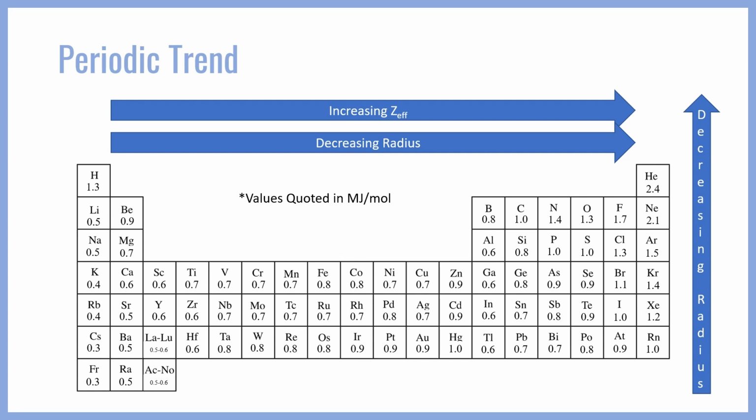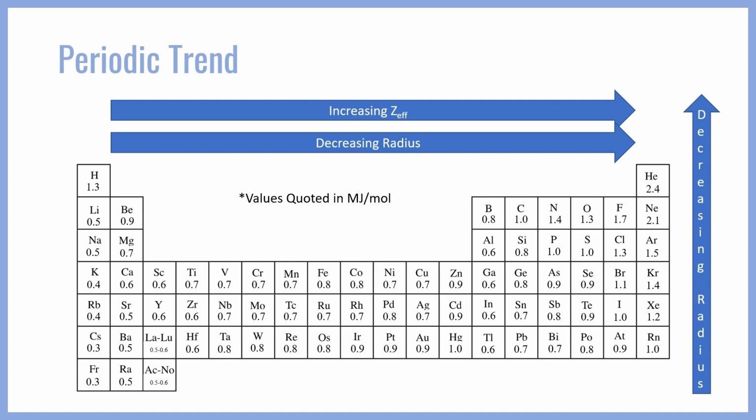Hence, ionization energy increases up the table since we know it's inversely proportional to radius, as we discussed on the previous slide. It is also true that radius decreases from left to right due to the increase in Z effective, which is also contributing to the increasing ionization energy.